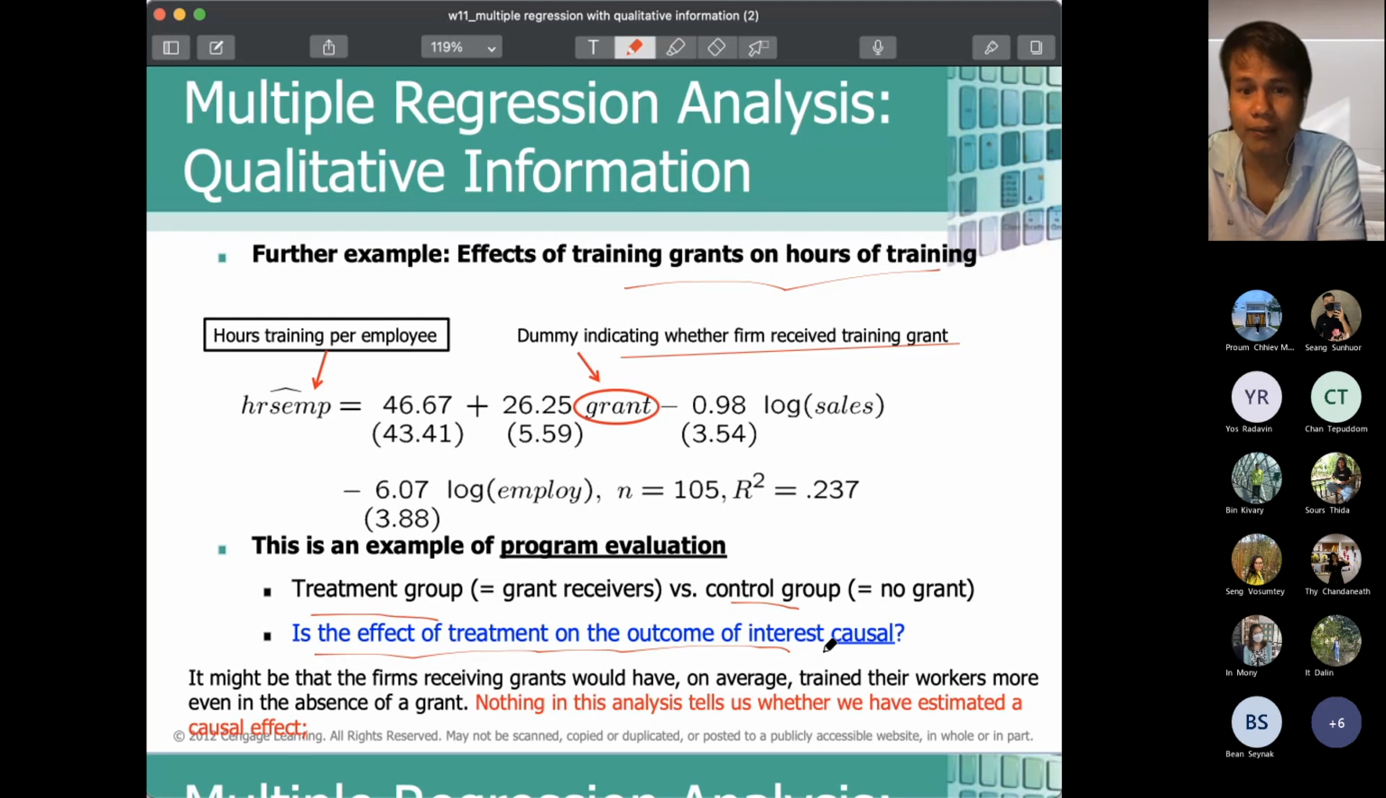So in this case, we cannot make a causal interpretation of the effect of the grant on training per employee. Why? It might be that the firms that received the grant would have, on average, trained their workers more even in the absence of the grant. Nothing in this analysis tells whether we have estimated a causal effect, unless you control for all relevant variables. Our interpretation is still the same.